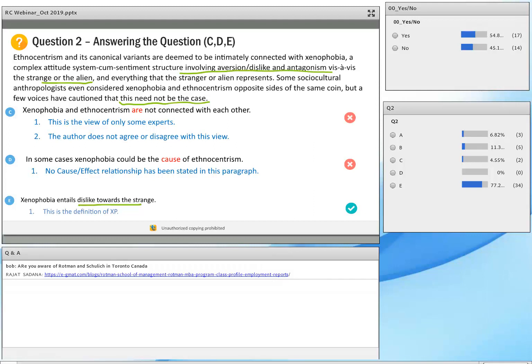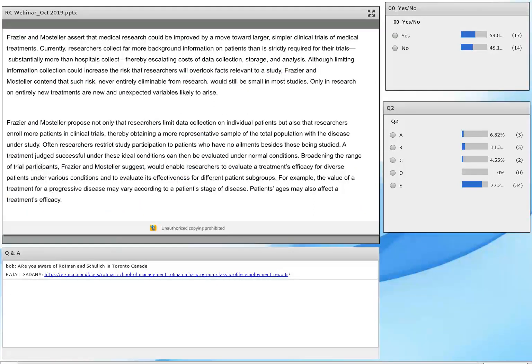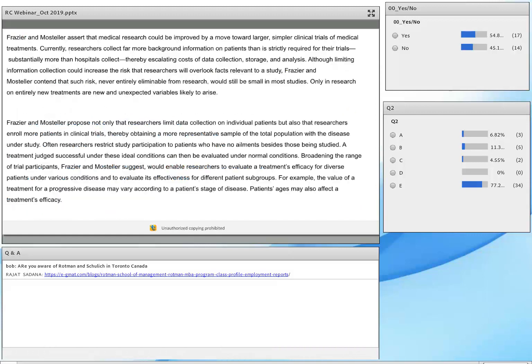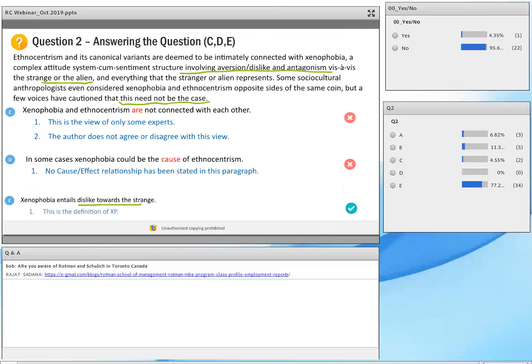All right. So now let's move on to our next question, which is an official passage. It's from OG, the Official Guide. The first two were e-GMAT passages. Now tell me how many of you have seen this passage? Fraser and Mosteller. Okay, so none of you have seen this passage.